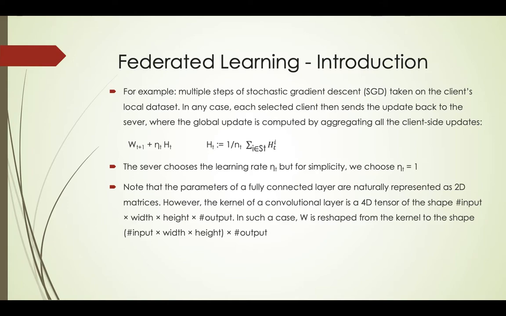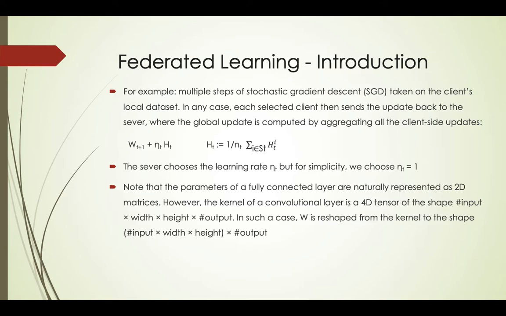Oh, I have some mistakes here. Selected clients then send the update back to the server, where the global update is computed by aggregating all the client-side updates. We'll be using these equations. The server chooses the learning rate mu t, but for simplicity we choose mu t equals to 1.